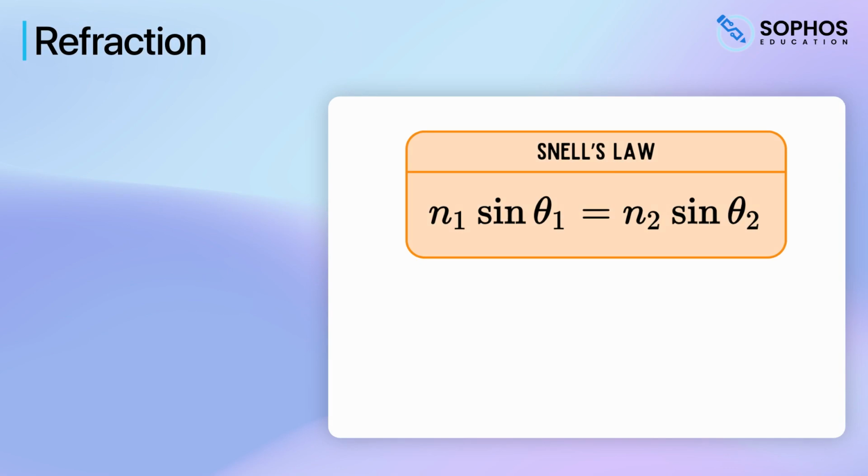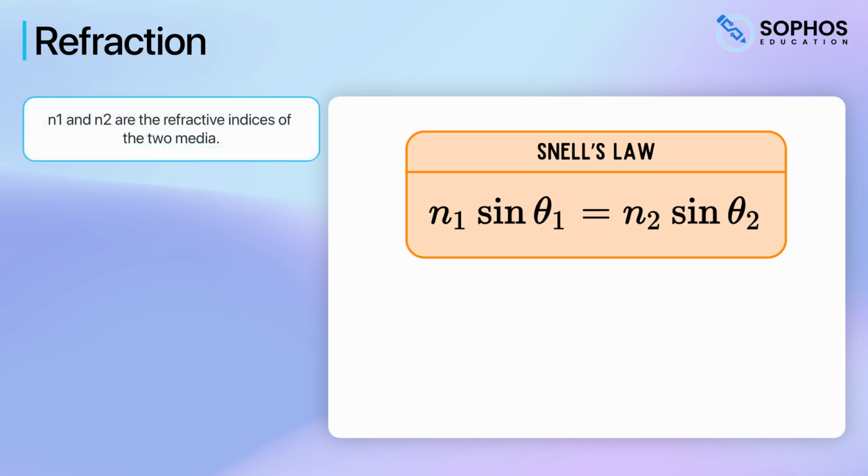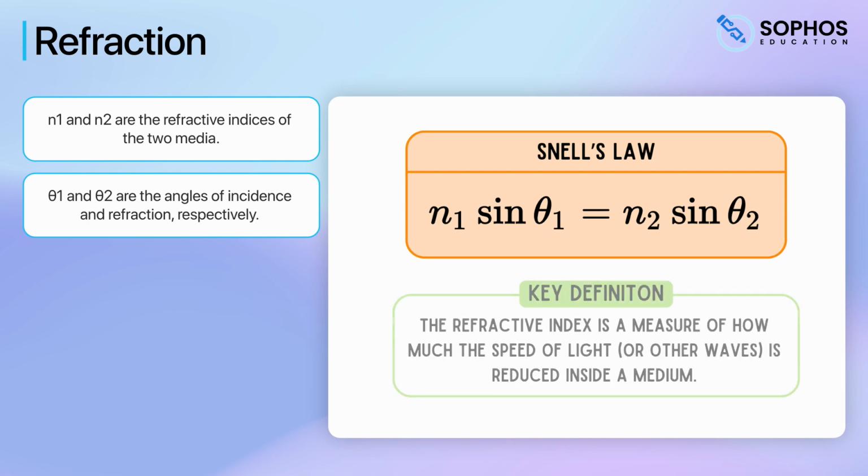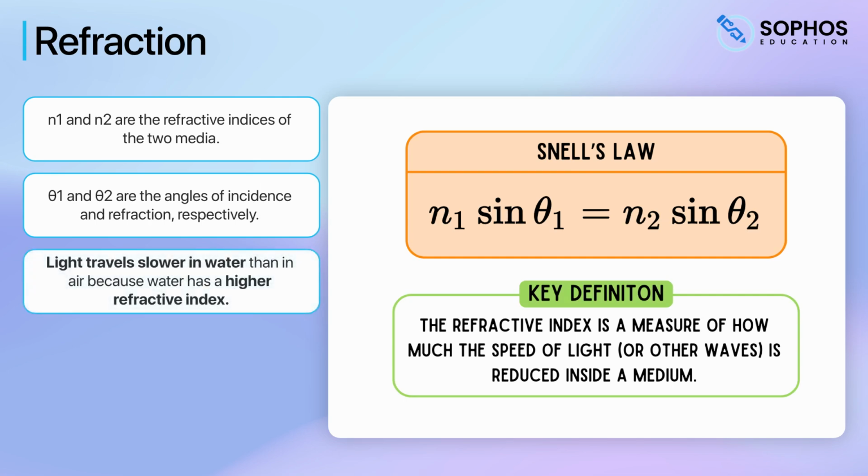this equation. Here, n1 and n2 are the refractive indices of the two media, and θ1 and θ2 are the angles of incidence and refraction, respectively. The refractive index is a measure of how much the speed of light or other waves is reduced inside a medium. For example, light travels slower in water than in air because water has a higher refractive index.